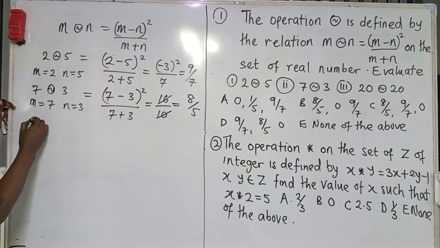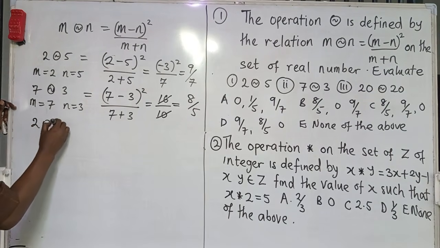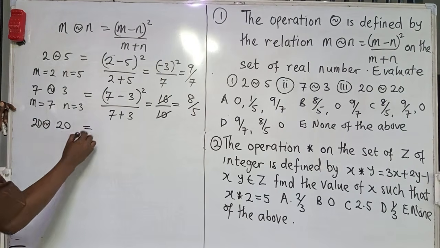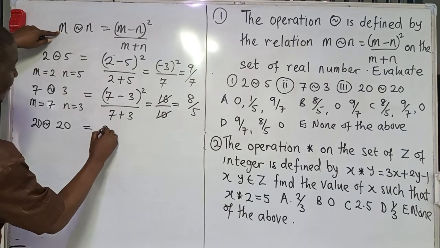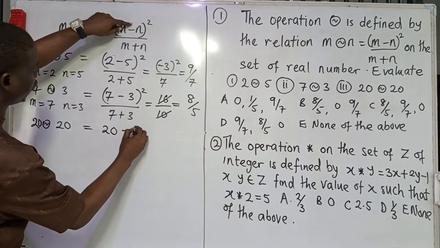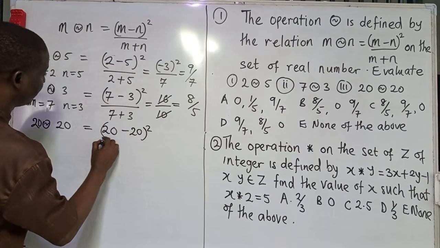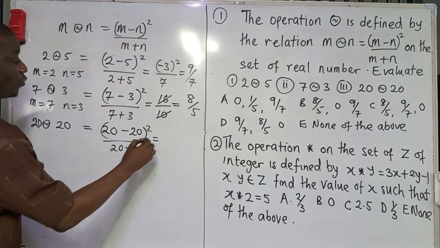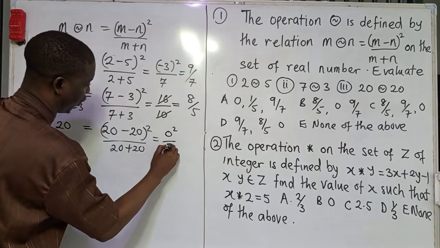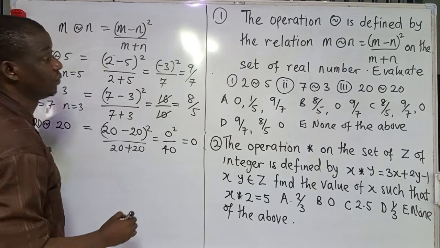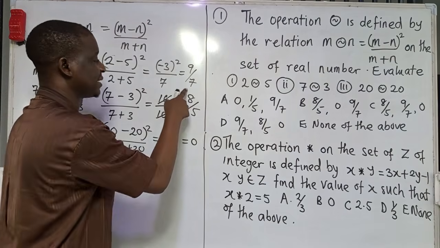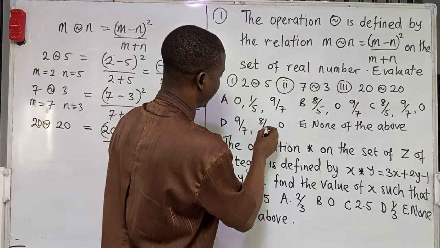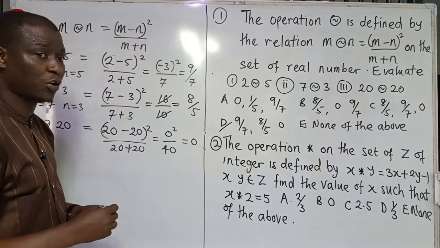The last one is 20 operation 20. Now it means m is 20 and n is 20: (20 minus 20) all squared divided by 20 plus 20. So our answer becomes 0 squared over 40. The answer is 0. So our answers are 9 over 7, 8 over 5 and 0. Let's see: 9 over 7, 8 over 5 and 0. That is option D.